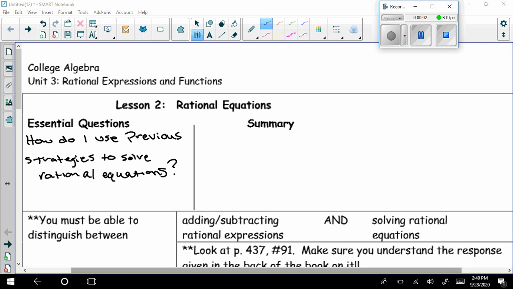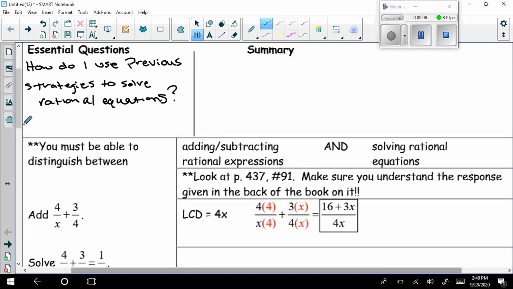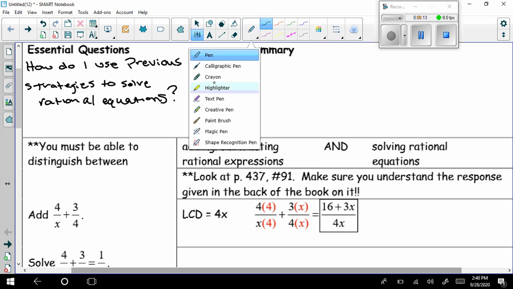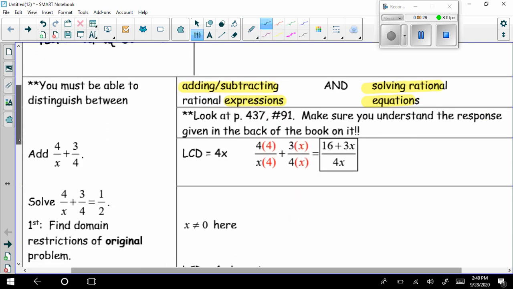Okay, moving into lesson 2, we're going to look at rational equations and how to use what we just talked about in lesson 1 to solve those. The biggest thing you need to get out of this lesson is making sure you understand the difference between adding and subtracting and solving rational equations. Equations and expressions: one will have an equal sign, one will not. We will not approach them the exact same way. However, we will use our LCD and stuff like that to get us there.